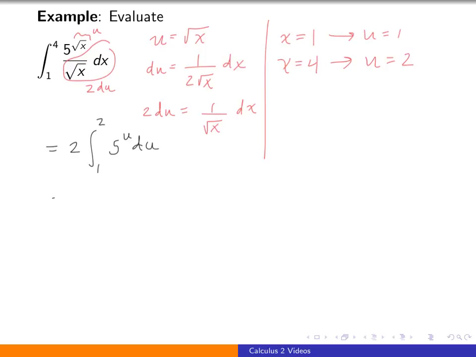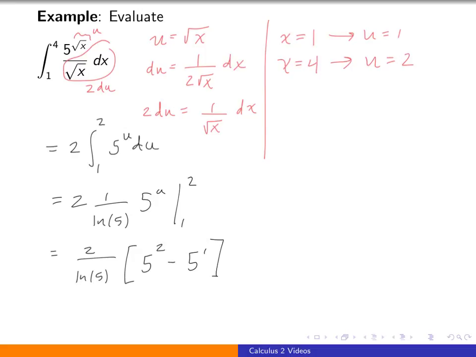So let's anti-differentiate. The antiderivative of 5 to the u is 1 over natural log 5, 5 to the u. And by the fundamental theorem of calculus, we evaluate from 1 to 2. So 2 over natural log of 5 is a constant. We replace u with a 2. We put a minus sign and replace it with a 1. So 5 squared minus 5 is 20. 20 times 2 is 40. So our simplified solution here would be 40 divided by the natural log of 5.